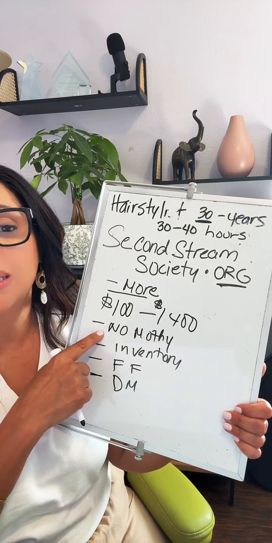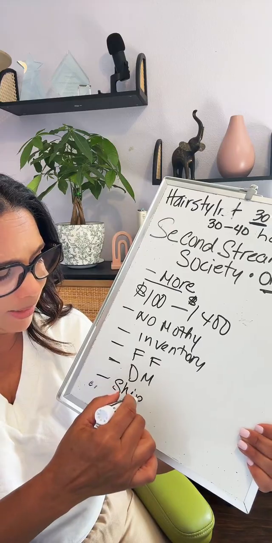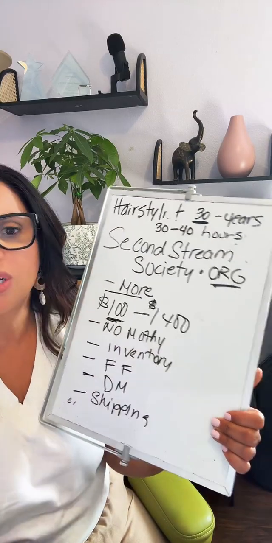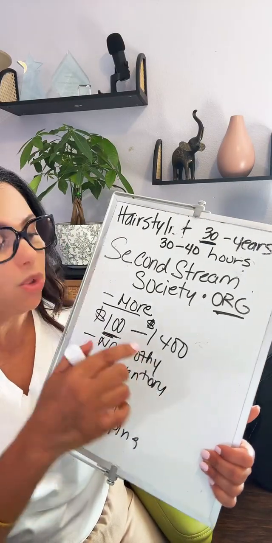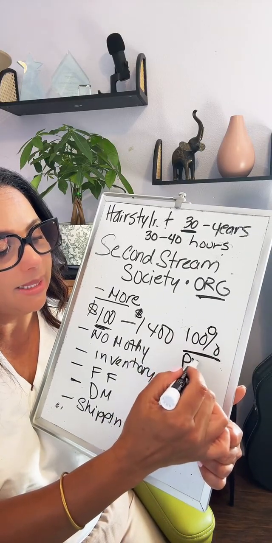No monthly payments, no inventory, no shipping. What? I can have my own business from 100 to 1,400. I pick, and I can make that amount every time I sell, because you get 100% profit. That's the key here.